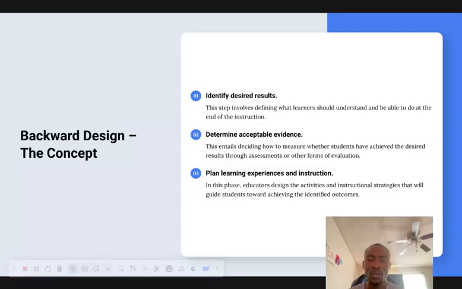And last but not least, we look at planning the learning experiences, or the activities of the instruction. In this phase, educators design the activities and instruction strategies that will guide students toward achieving the desired outcomes.